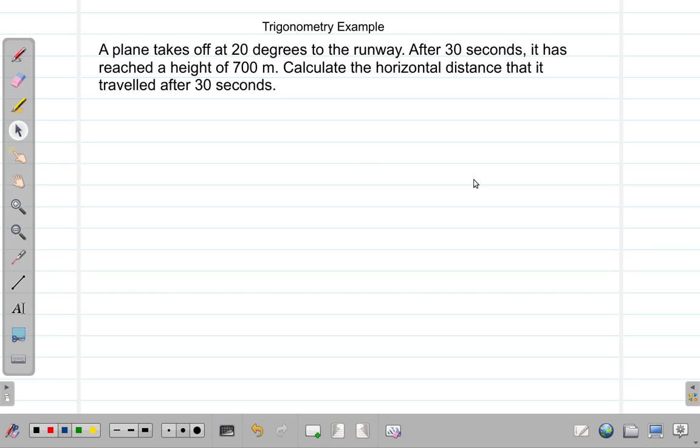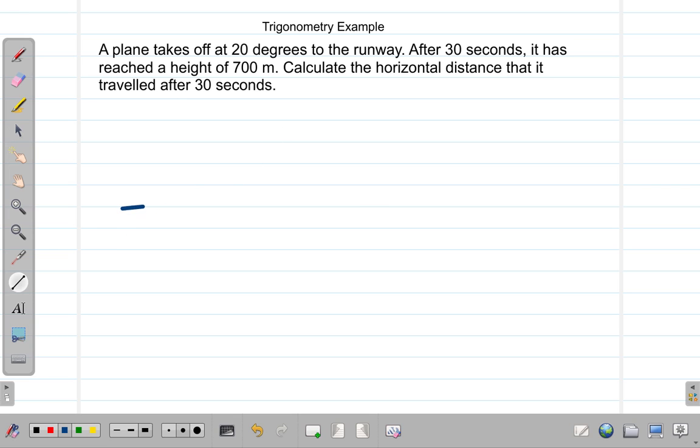Let's look at this example of a question on trigonometry. A plane takes off at 20 degrees to the runway. After 30 seconds, it has reached a height of 700 meters. Calculate the horizontal distance that it traveled after 30 seconds.